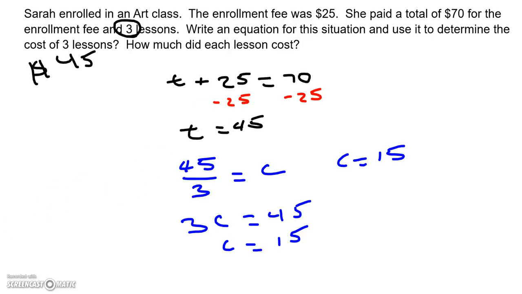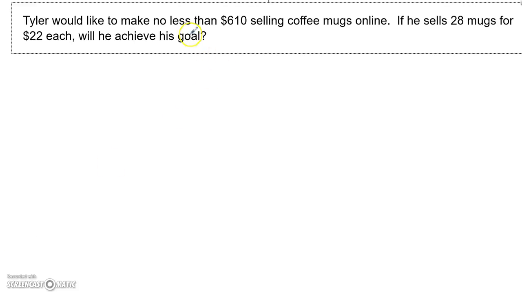Okay, so now let's look at an example with an inequality. Tyler would like to make no less than $610 selling coffee mugs online. If he sells 28 mugs for $22 each, will he achieve his goal? What are we dealing with here? Are we dealing with an equation or an inequality? Do we see the word is in here? We don't. We see no less than. So we're dealing with an inequality.